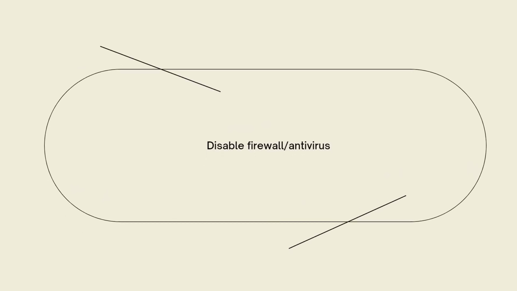Now, you can just go ahead and disable the firewall or antivirus. Temporarily disable your firewall and antivirus software. Sometimes these security measures can interfere with the game's network connection. If the error disappears after disabling them, consider adding an exception or adjusting the settings to allow Payday 2 through your firewall or antivirus. So when you do this, you need to make sure that you enable the firewall or antivirus again after you play the game, okay?